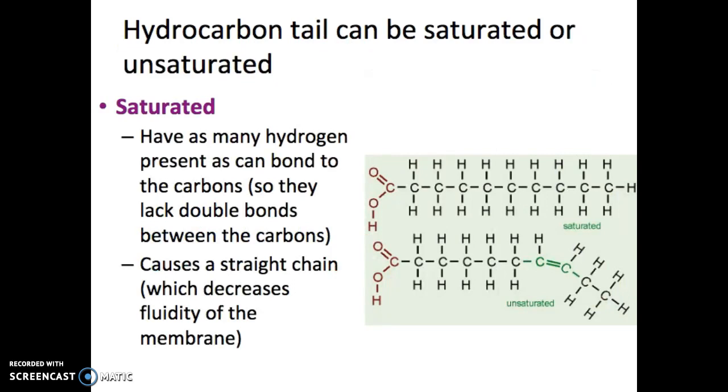So, saying that they can be saturated or unsaturated, you might need to do a little bit of review of macromolecules. Now, if you've never learned about macromolecules, you can pay attention to the next couple of slides. So, saturated versus unsaturated. Saturated means that there are as many hydrogens as possible bonded to the carbons, right? So there's no double bonds. So you can see that the top hydrocarbon chain here is a saturated hydrocarbon chain. And what that does is it causes a straight chain, and that will decrease the fluidity of that fatty acid. And in this case, it'll decrease the fluidity of the membrane.